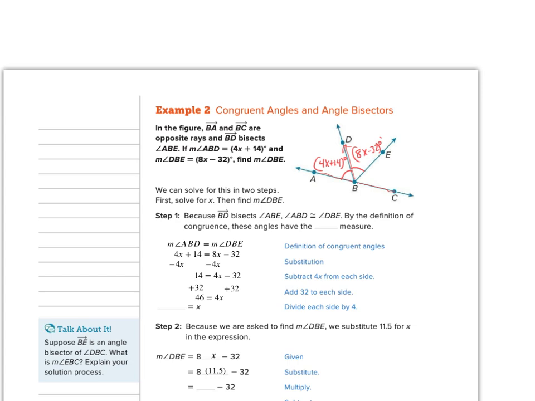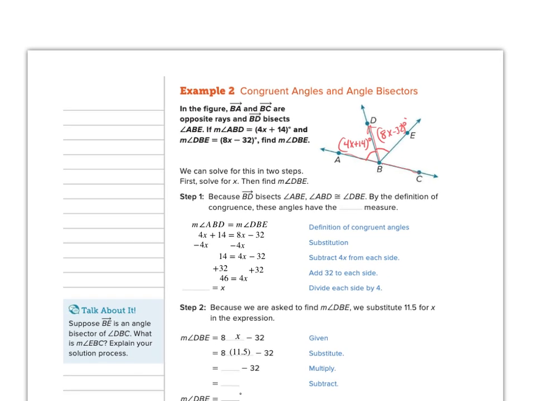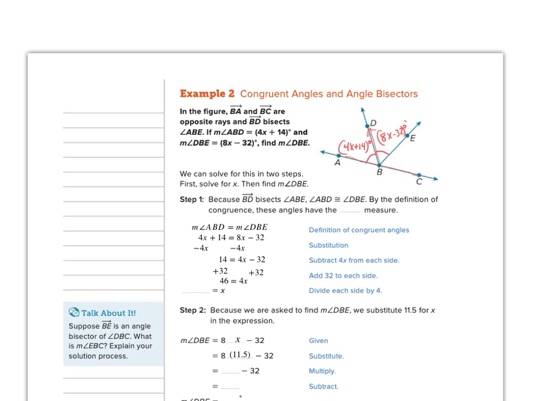Okay, it says find DBE. Well, if I know they're equal, I don't know what x equals, but I do know that those 2 angles are equal. The angles should have the same measurement. So if the measurement of ABD is equal to DBE, we substitute the values that they gave us. Then we do our inverse operations. We subtracted 4x from both sides to get our variables together.